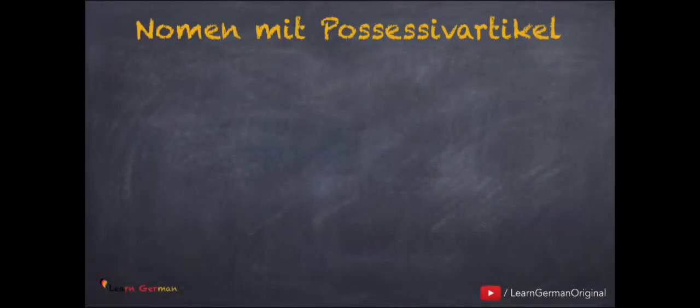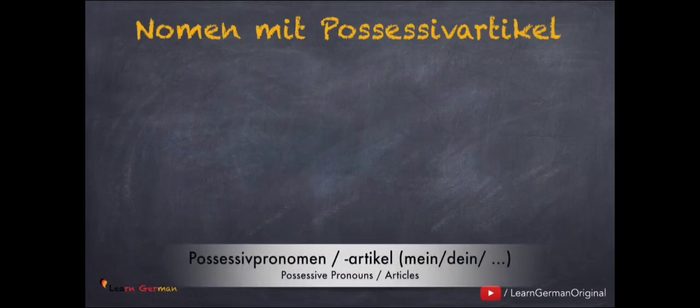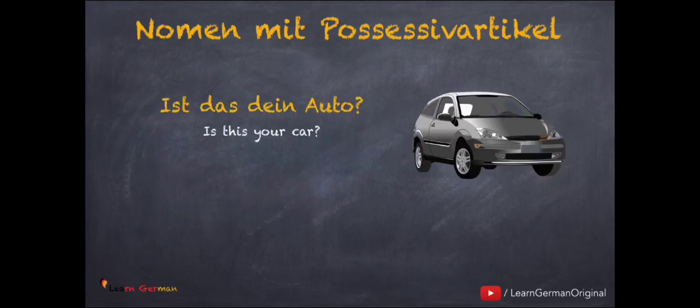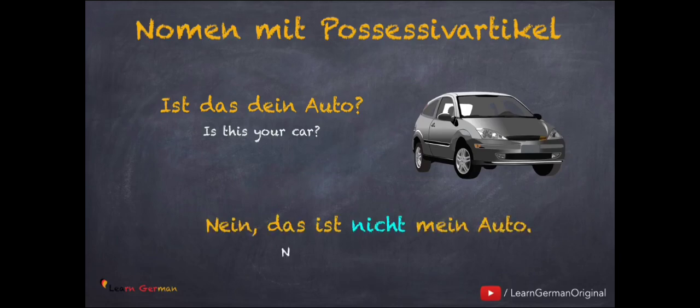Here is the next case. Nomen mit possessive article. Possessive articles or pronouns are words such as mein, dein, sein, etc. To revise them, you can watch our video on possessive pronomen. Now let's look at an example. Ist das dein Auto? Nein, das ist nicht mein Auto. As you can see here, we are using nicht to negate mein Auto.